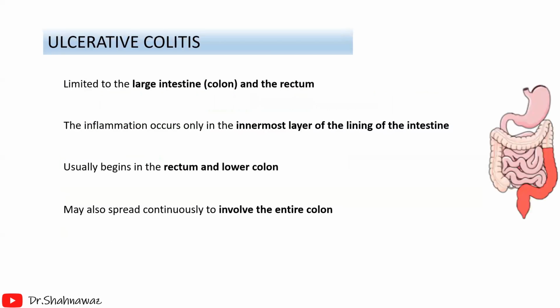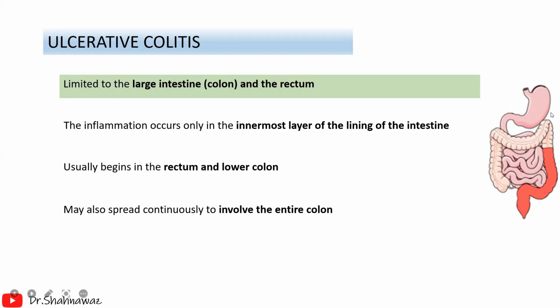And actually, we should differentiate between ulcerative colitis and Crohn's disease. What is ulcerative colitis? We see that only the large intestine with the rectum is involved in a continuous pattern. Look at this picture. You see that this bowel, like the lower colon and rectum, is involved in a continuous pattern. That could be the possible manifestation of ulcerative colitis.